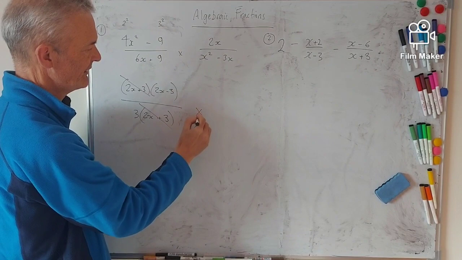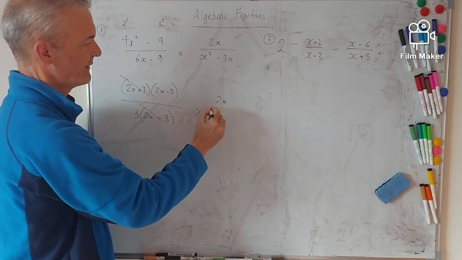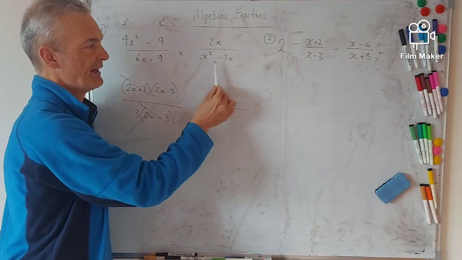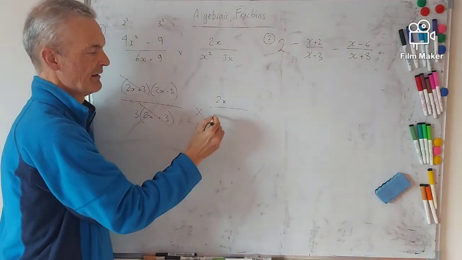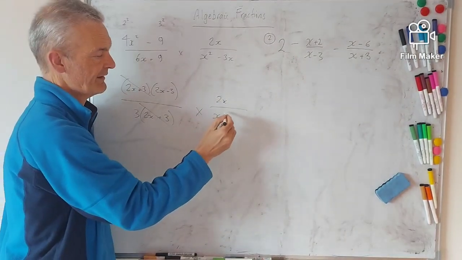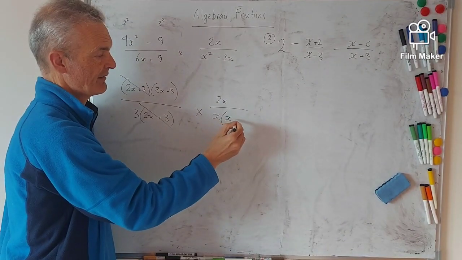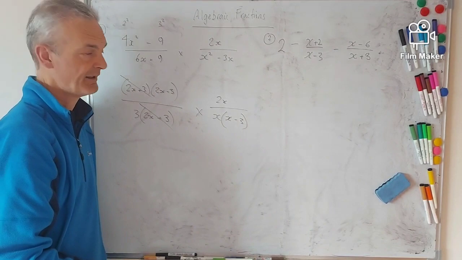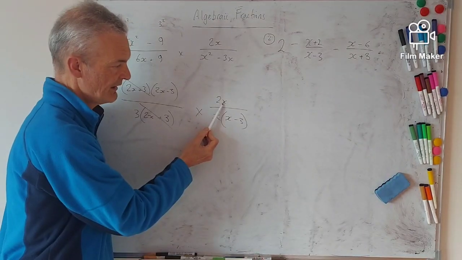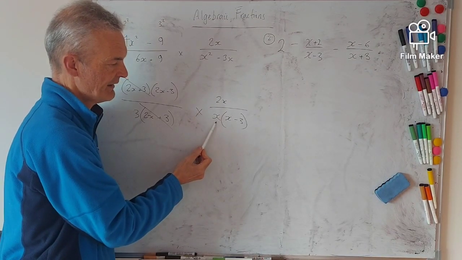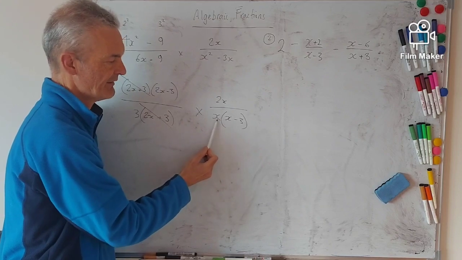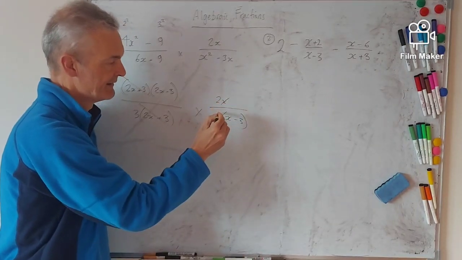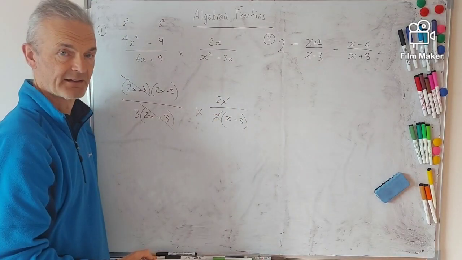On the other side, we've got 2x, can't do anything with that. But here, again, we can factorise. We've got x's in both bits. So you can pull x out as a common factor. And then we've got x minus 3. Okay, so we factorise that. Now notice we've got an x on the top here and an x underneath. And we are multiplying here. It's x times the contents of the brackets. So we can cancel these x's.